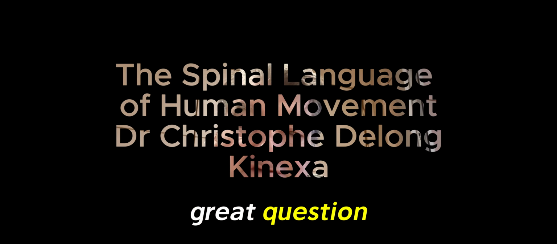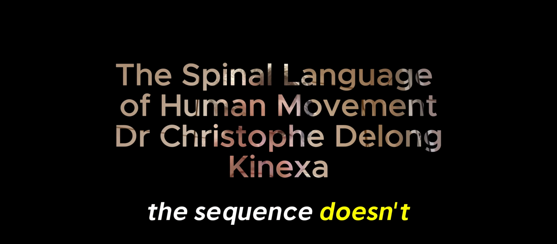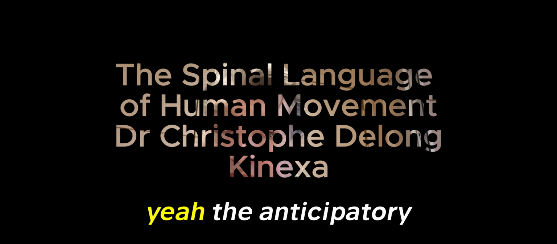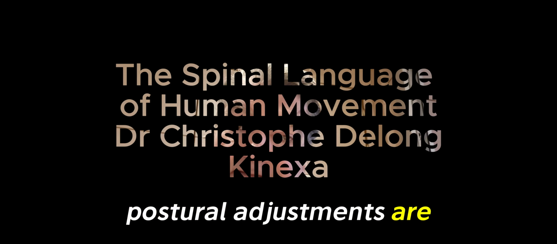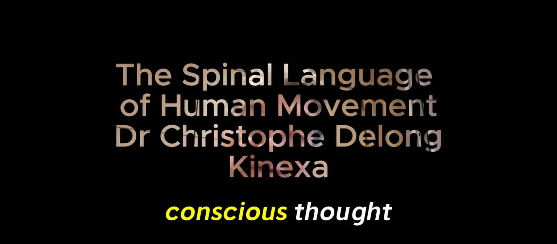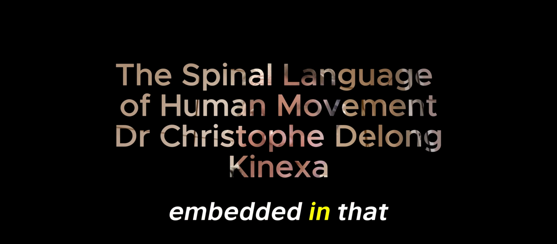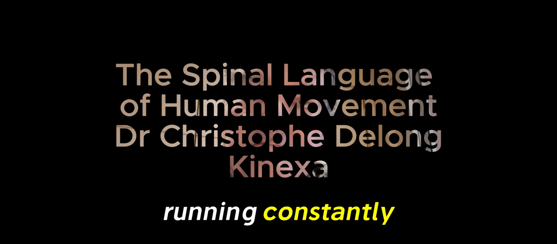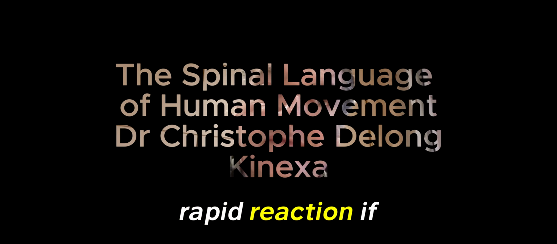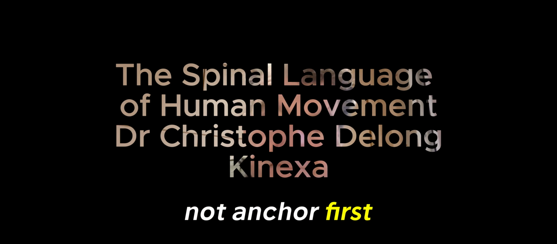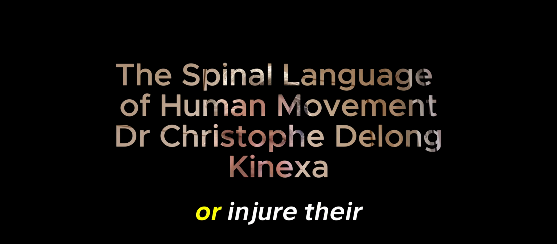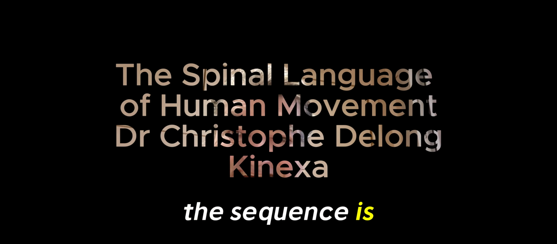It's a really great question, but actually, no, the sequence doesn't break down at all. In fact, it's exactly why elite athletes can return that serve in the first place. The anticipatory postural adjustments are subcortical. They don't require conscious thought. They are deeply embedded in that macro we talked about. The brain's predictive model is just running constantly. Even in a rapid reaction, if the trunk does not anchor first, the limbs simply cannot generate the required force, and the player will either miss or injure their shoulder. The sequence is biological law.